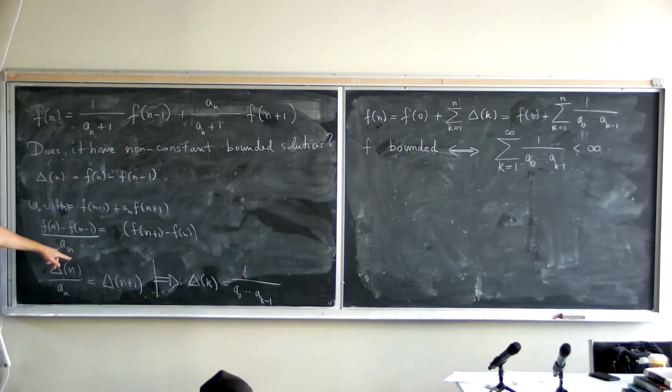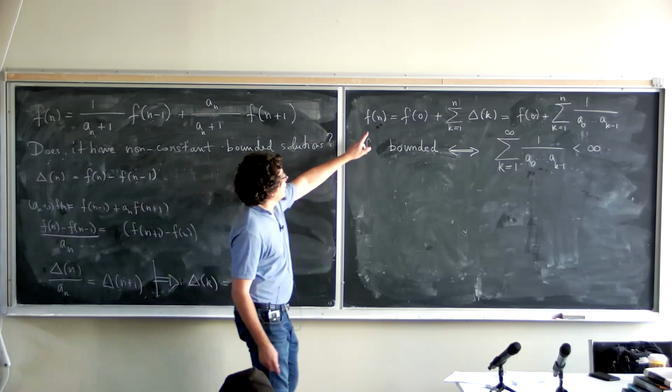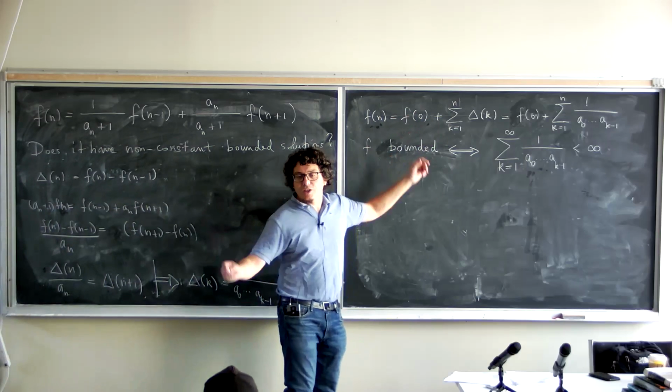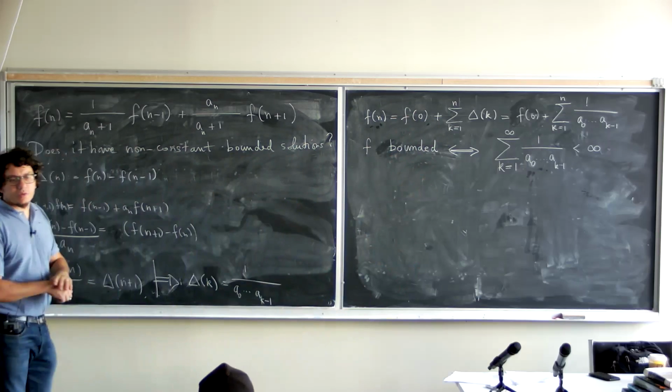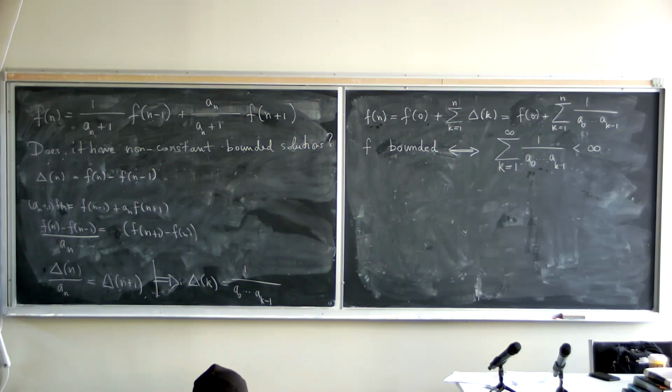Yeah, I think here we're secretly using this fact. Otherwise, all the deltas would be 0, and so f of n would be equal to f of 0, and then the only solution would be constant. Yeah, so this is more or less it.